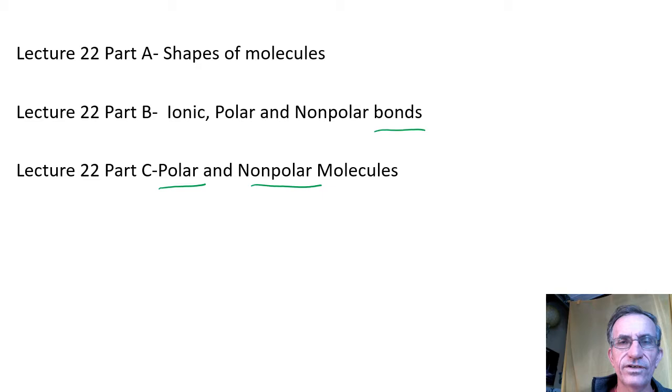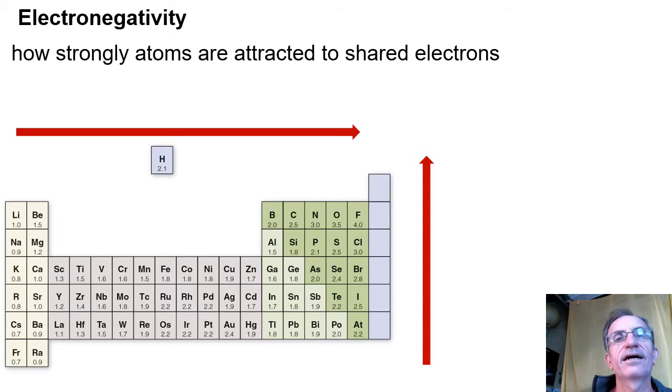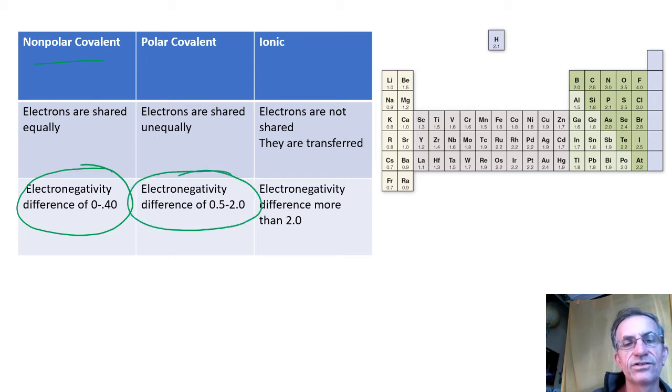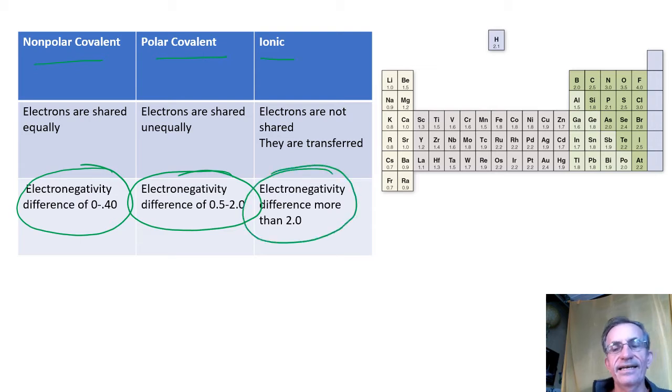So let's quickly review what I mean by a polar and a nonpolar bond. The way you tell if you have a polar bond or a nonpolar bond is you look up your electronegativities. Depending on how far apart the electronegativities of the atoms bonded to each other are: if the difference is 0 to 0.4, that's a nonpolar bond. If the difference is 0.5 to 2, that's a polar bond. And if the difference is more than 2, that's an ionic bond. So the way we tell whether a bond between two atoms is polar or not is we look up the electronegativities and basically subtract them.